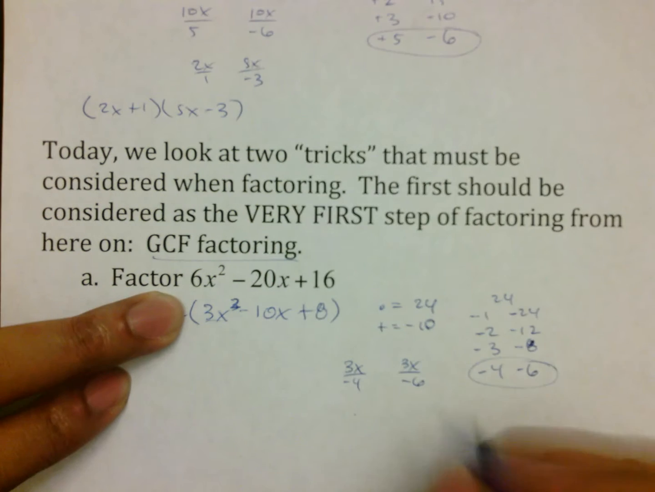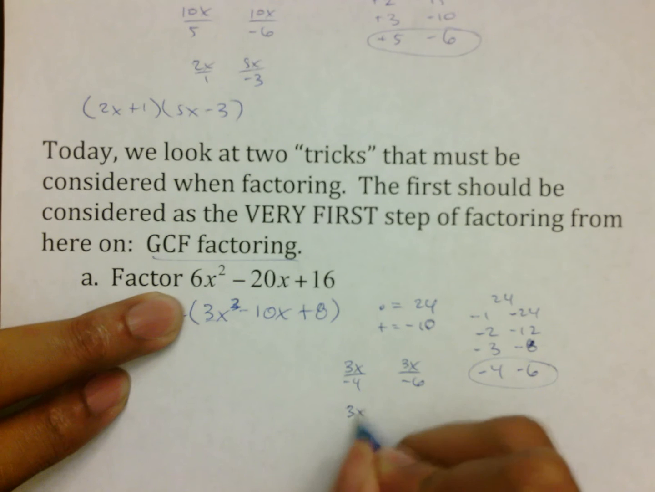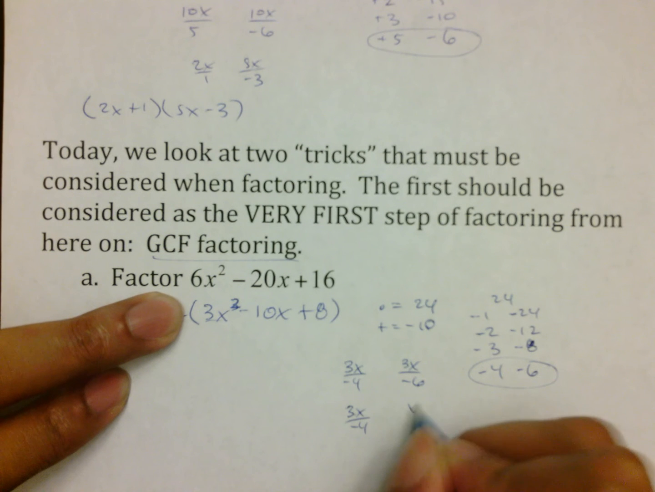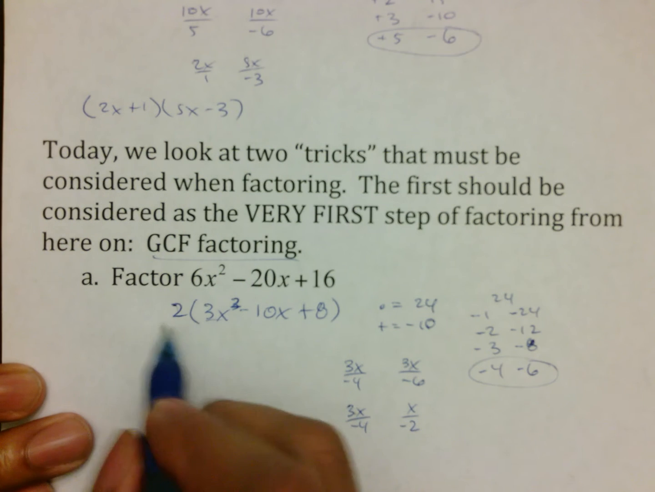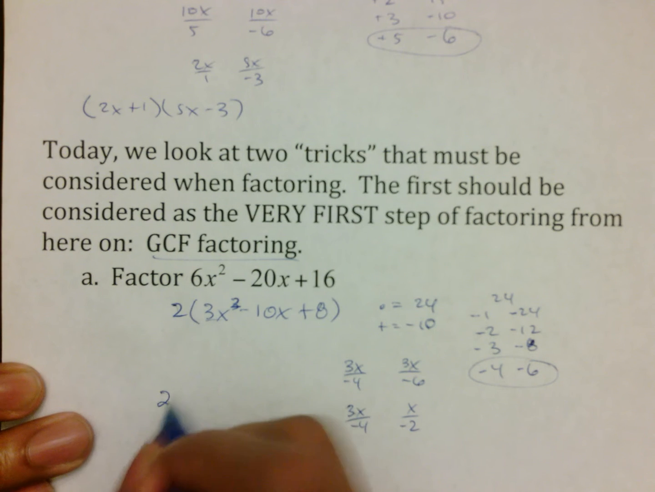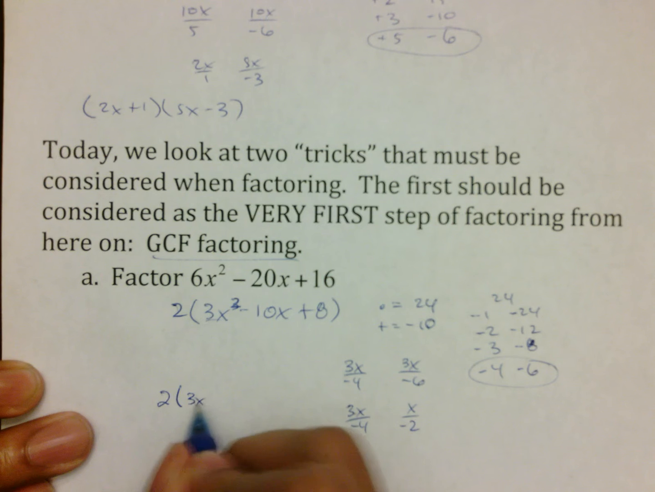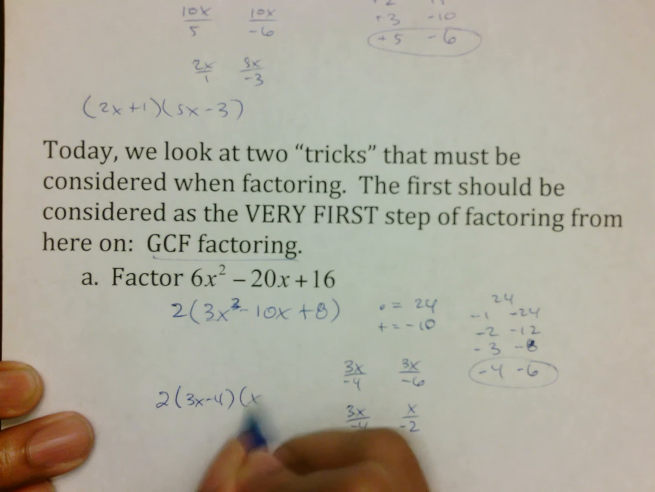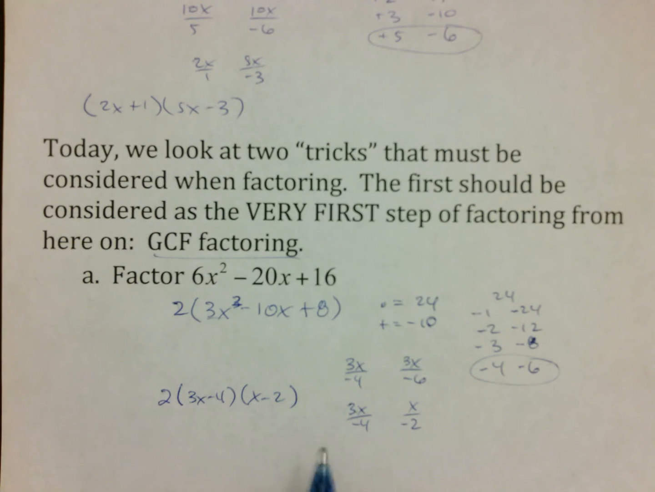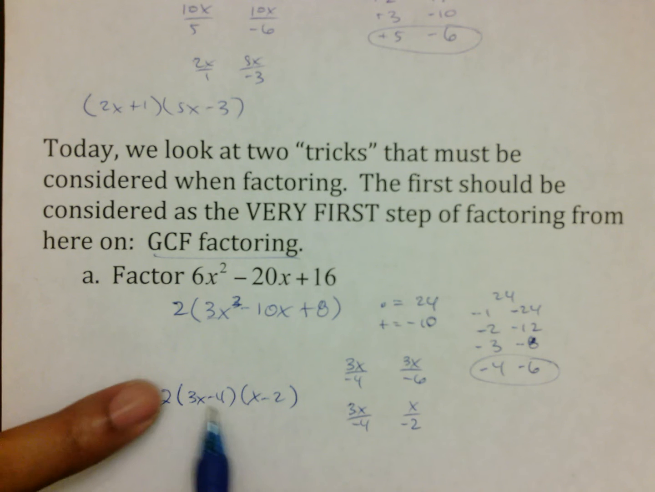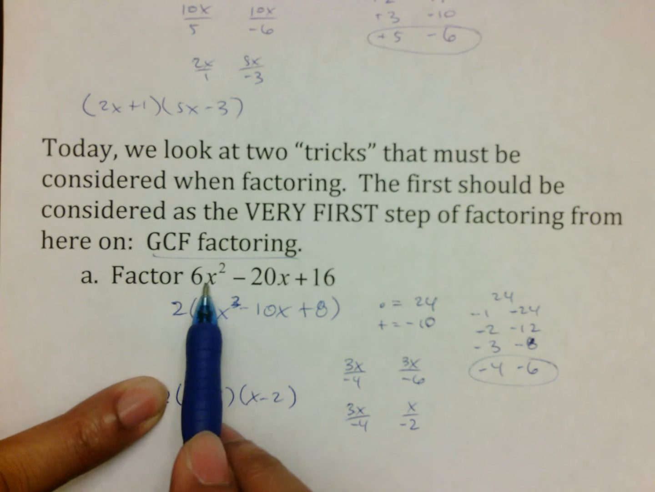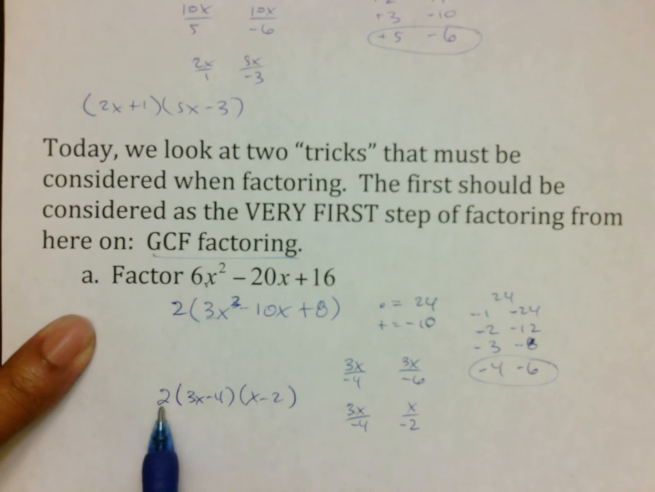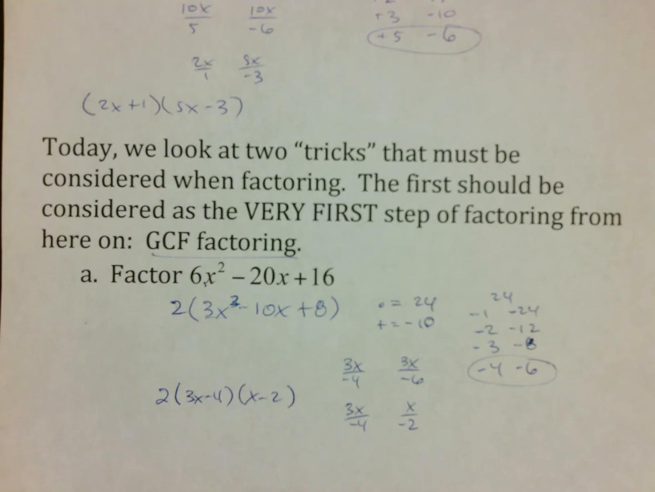That is 1 over 2, which means that this stays 3x over negative 4, but this turns into x over negative 2, which means now my answer is not just these factors, it's 2 times 3x minus 4 times x minus 2. And again, the way you check that is 3x times x is 3x squared, not 6x squared. But 3x squared times your 2 is what makes your 6x squared.